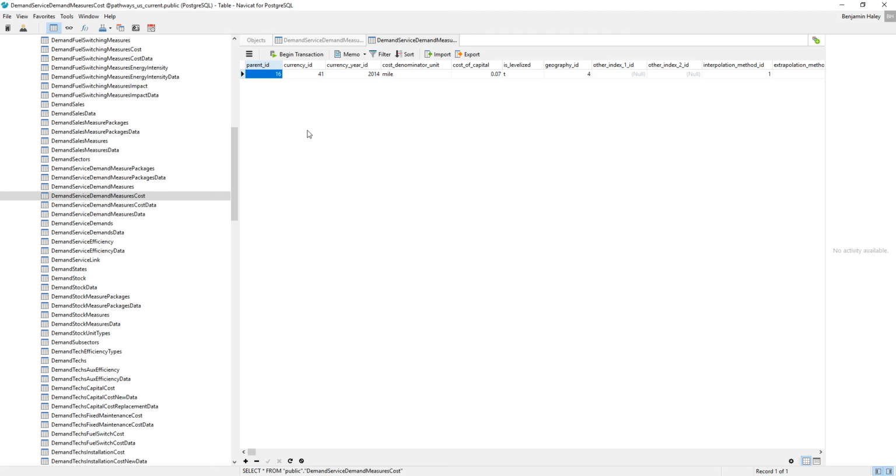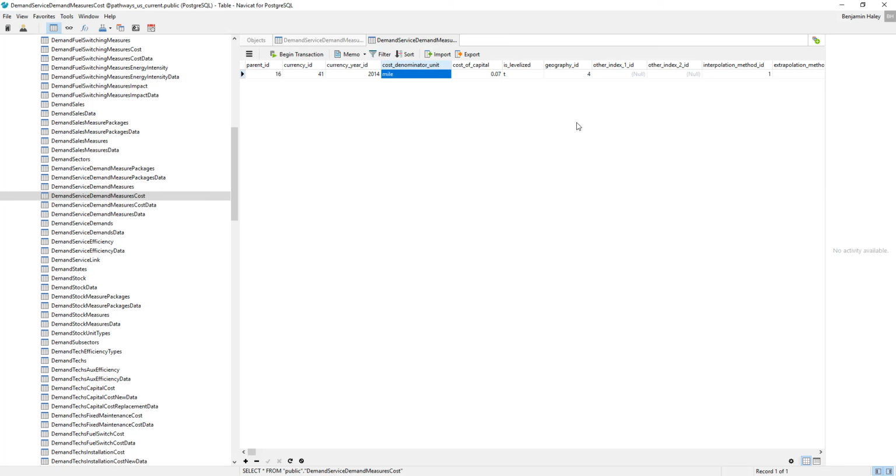So in this case, we're going to assume, again, it's a widget-based intervention that comes with a cost. So it has a currency ID. Number 41 is US dollars, but if we were given these costs in euros, we could input them like that, or any of the 41 currencies that we have loaded up. Currency year, we're going to say 2014. Cost denominator unit is mile.